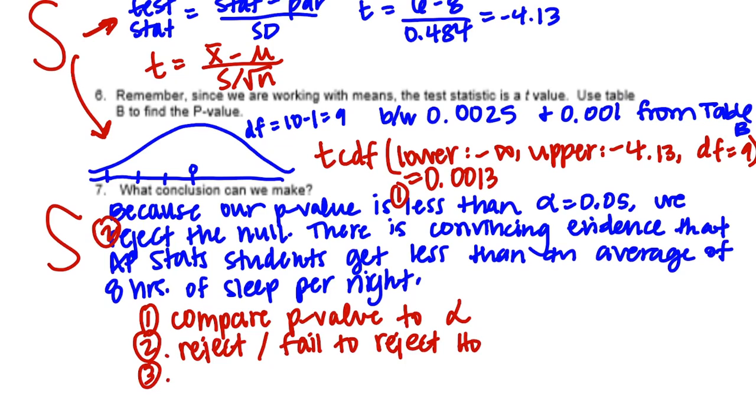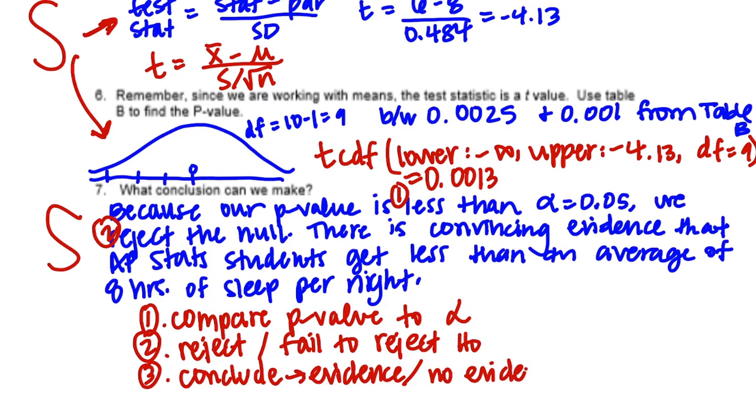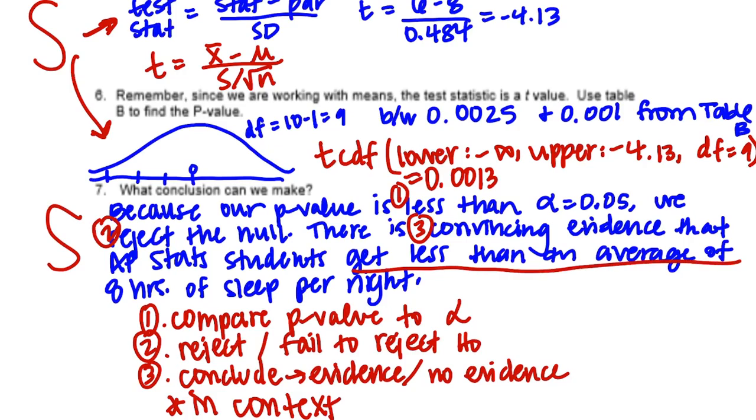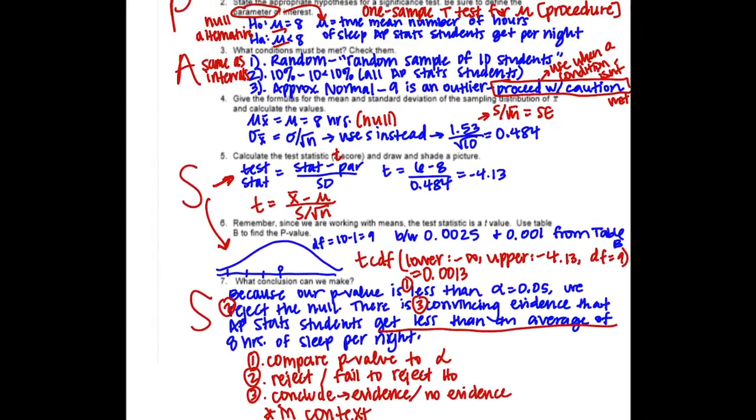Number 3, we conclude that we have evidence, or no evidence, or not enough evidence, or convincing evidence. So that was right here. And then we want it to be in context. So that's here. So hopefully that is something familiar to you guys.